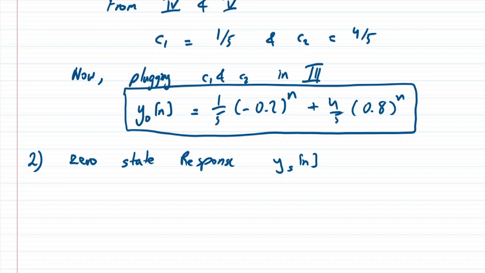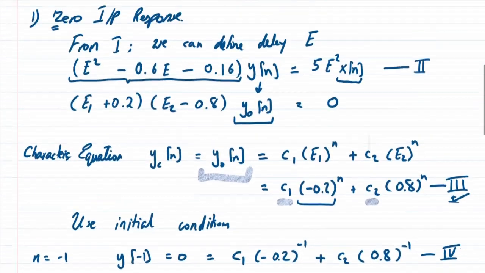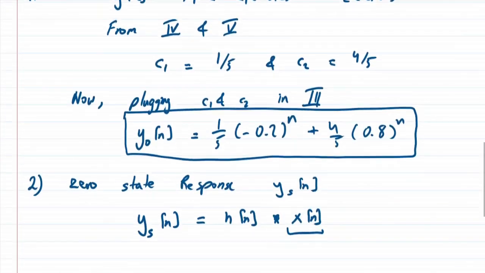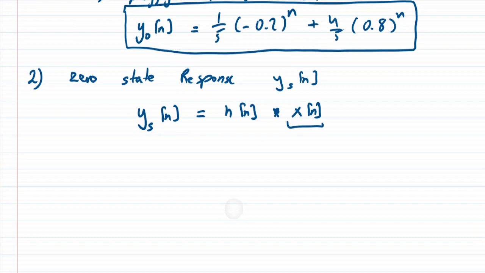So we know that the zero state response y_s of n is equal to the impulse response h of n convolved with the input x of n. So in the question we are given the input, that is x of n, which is 4 power minus n u of n. However, we do not have h of n. So h of n we need to find.